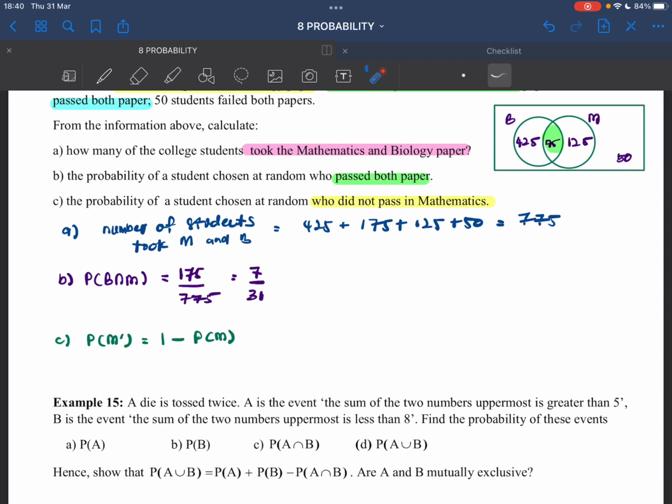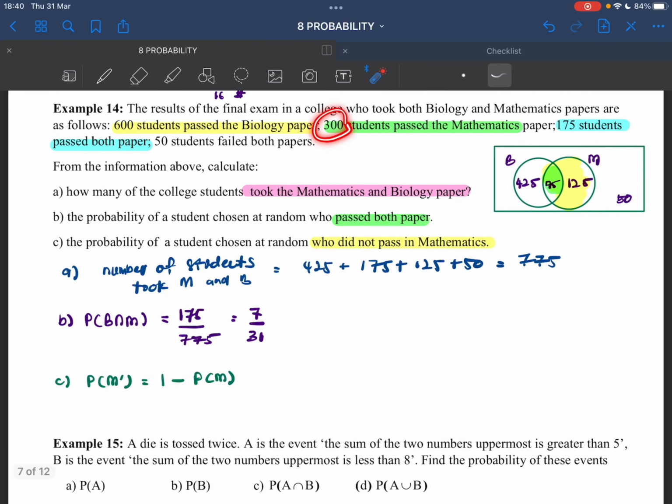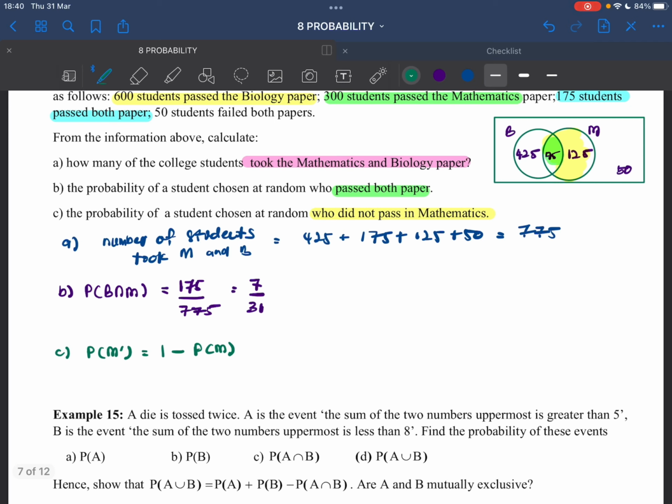Probability of M is all of this here. So 125 plus 175 is 300, which is the same thing as here. So we have 1 minus 300 over 775, which equals 19/31.